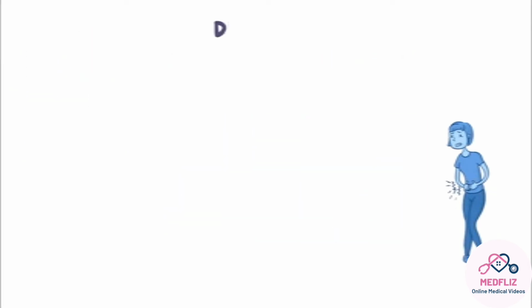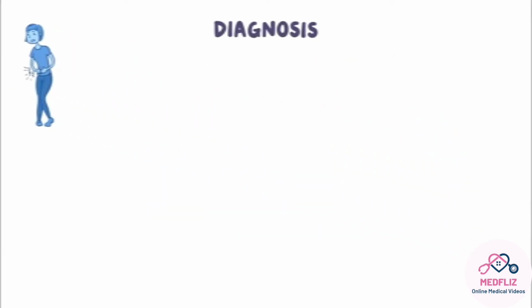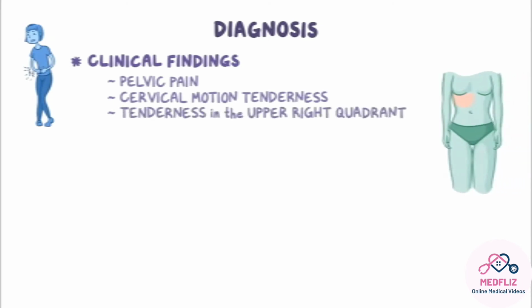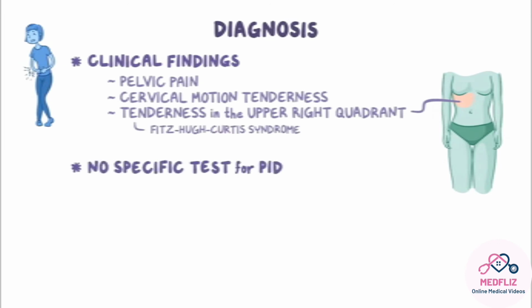Diagnosis of pelvic inflammatory disease is usually based on clinical findings, particularly pelvic pain and cervical motion tenderness, which is when we mobilize the cervix, which causes pain and discomfort during vaginal examination. Tenderness in the right upper quadrant of the abdomen is also a common finding if Fitz-Hugh-Curtis syndrome has developed.